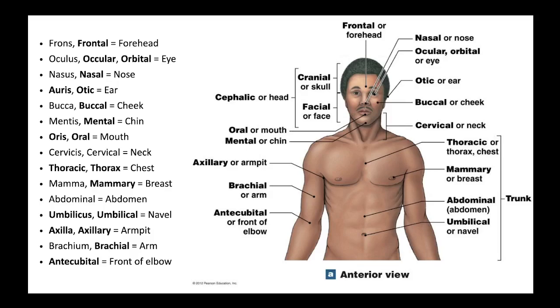Buccal is going to be your cheek. Cervical region is going to be your neck. Then oral, obviously, is your mouth. Mental area is going to be your chin region. And then axilla is going to be your armpit. So it's either axillary region or it's your axilla. Brachial is going to be your arm. And then antebrachial would be your forearm. And then there's antecubital, which is the front of the elbow. And then the trunk can be subdissected into the thorax or the thoracic region, abdominal, as well as umbilical region.